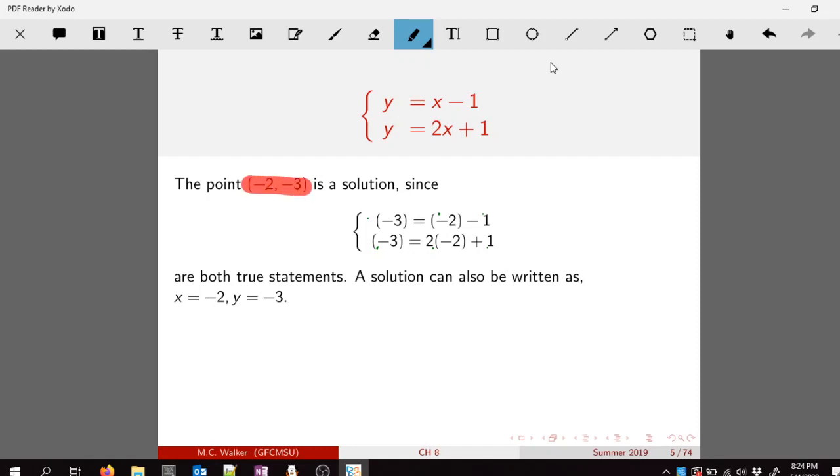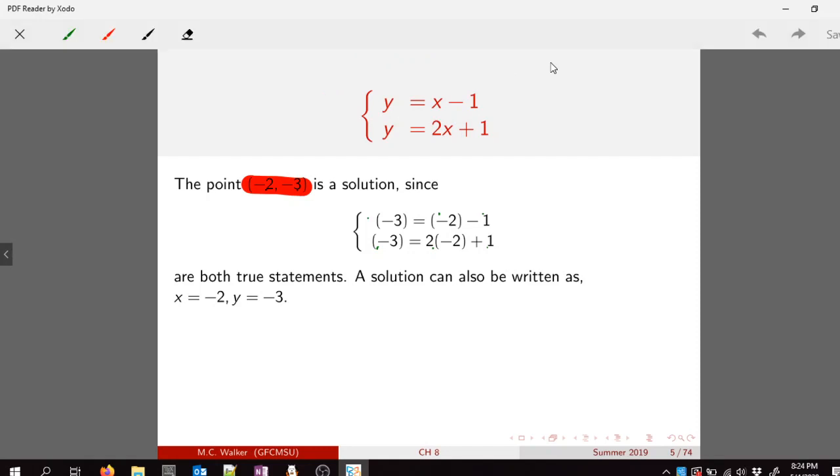Well, for this system, the point (-2, -3) is a solution, since when we substitute, we'll have -3 is equal to -2 minus 1, which is true, and -3 is equal to 2 times -2 plus 1, -4 plus 1, also true. They're both true statements. We could also write it like this, as x is equal to one number, y is equal to another, or like this as an ordered pair.